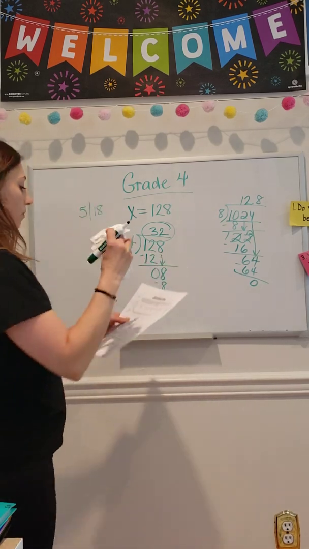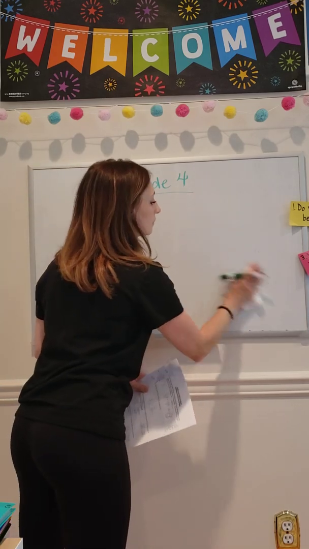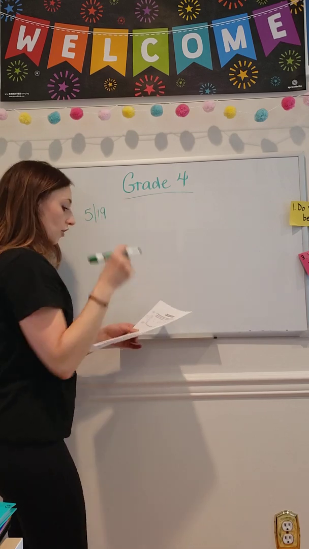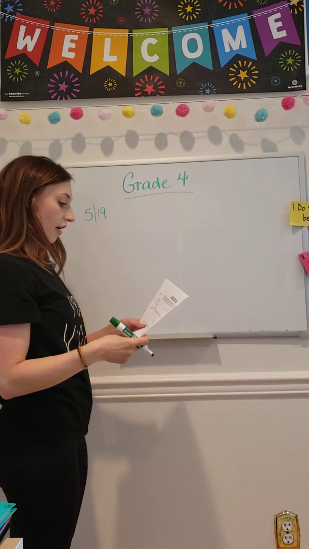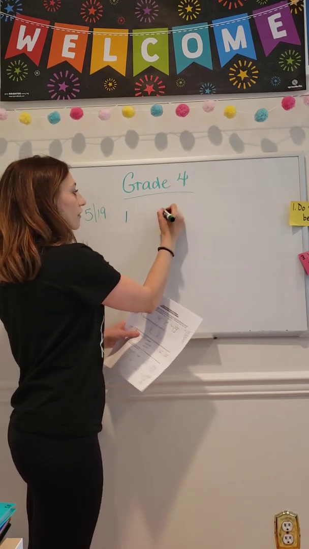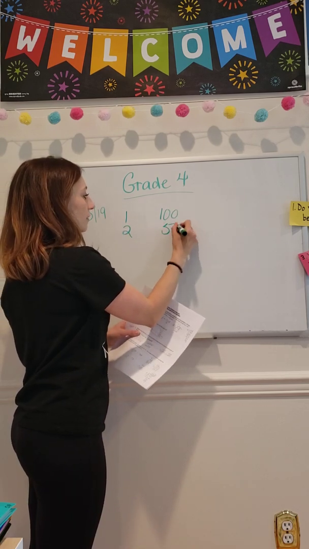Let's do the next problem. On 519, the question says, find two numbers that multiply to 100 and add to 25. I'm going to start by thinking of the multiples of 100. So I have 1 times 100. I have 2 and 50.